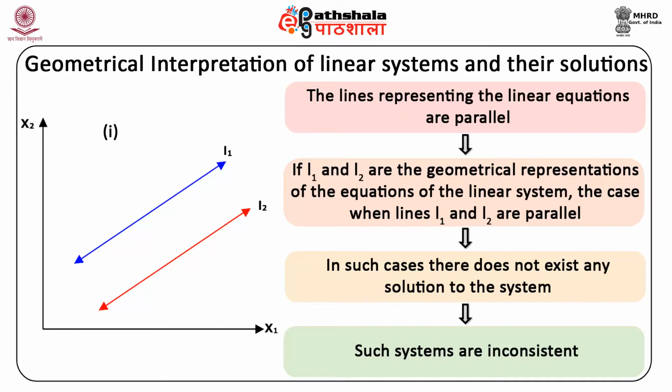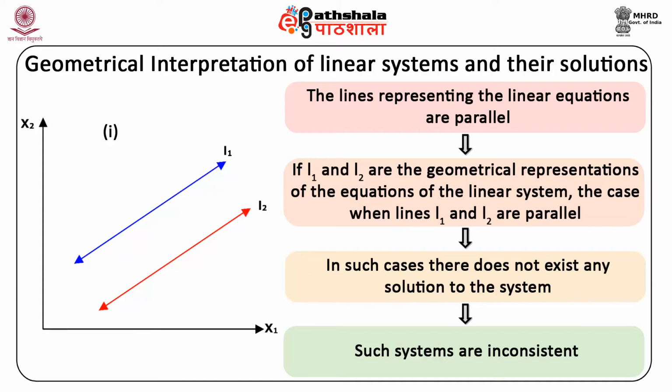Consider a 2 into 2 linear system with two equations in two unknowns. Clearly, its geometrical view can be very easily and clearly seen in a two-dimensional plane. As each equation represents a straight line in 2D, each graph will contain two straight lines. Now there are three possible cases that arise. One, the lines representing the linear equations are parallel.